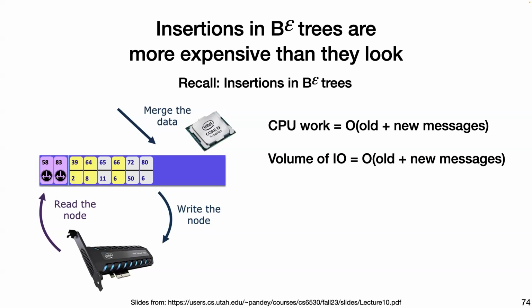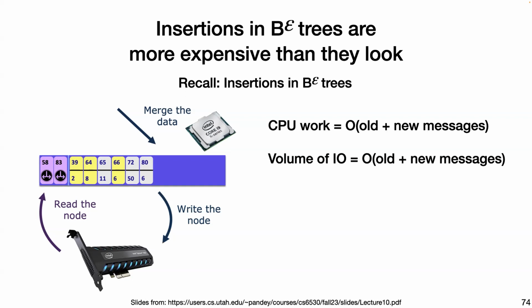And so the work is proportional to the number of old and new messages that you got, because not in terms of cache lines, but in terms of just straight up writes, you had to do work proportional to the number of messages that you already had, plus the number of new messages that you got. And similarly, the number of IOs that you have to do is also proportional to the number of all the new messages that you got.